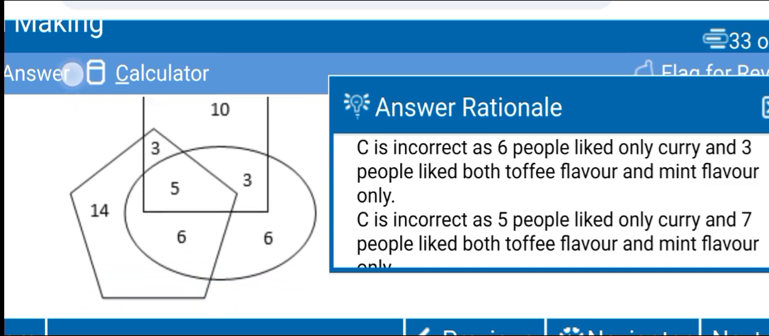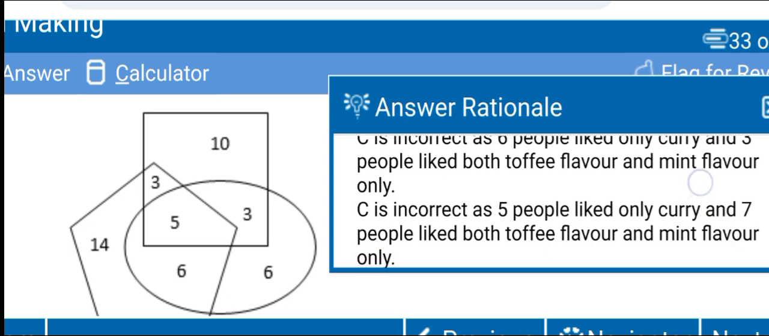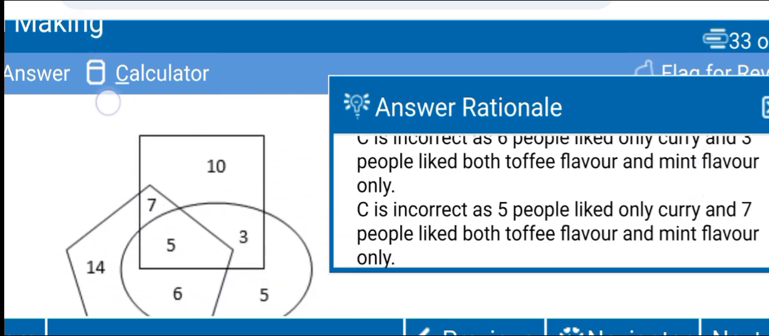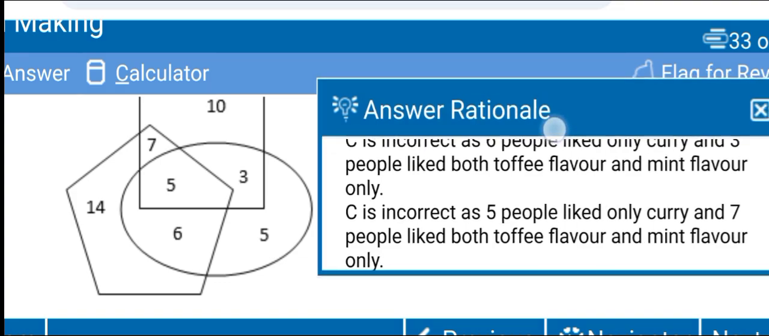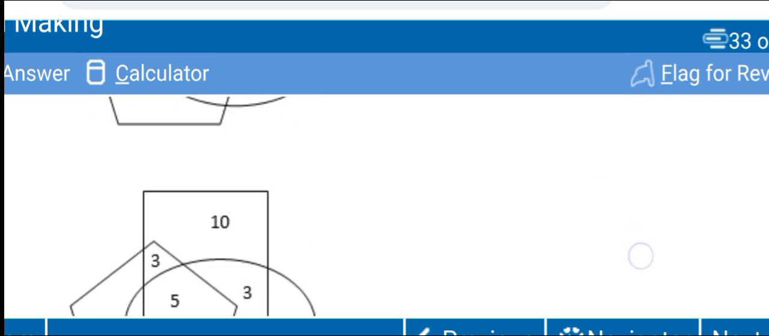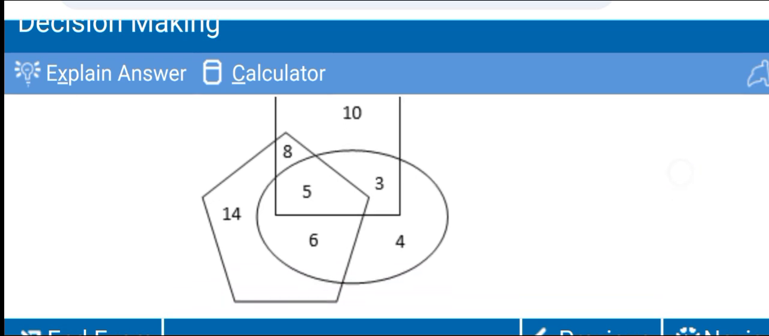C is incorrect as 6 people liked only curry and 3 people liked both toffee flavor and mint flavor only. D is incorrect as 5 people liked only curry and 7 people liked both toffee flavor and mint flavor only. So the correct option is option B, which has this diagram.